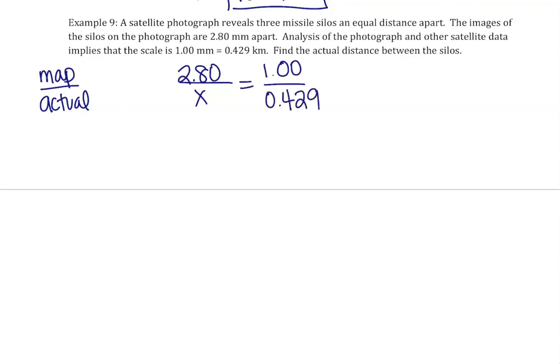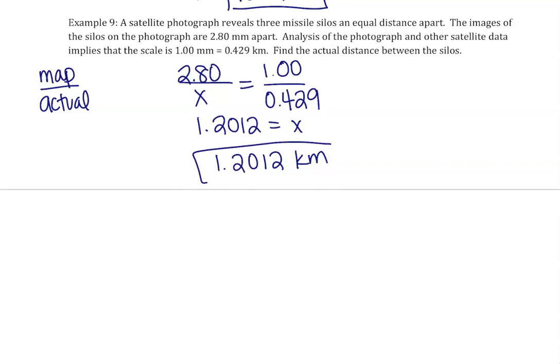And here I did it a little bit differently. I didn't take the known values and write those first. It doesn't matter the order that you do these. So if you do the X on the left, it's okay. But we cross multiply. 2.8 times 0.429, I get 1.2012 equals 1x, and that's all I have to do. This tells me that based on the units, the actual distance is in kilometers, and so these silos are 1.2012 kilometers apart.